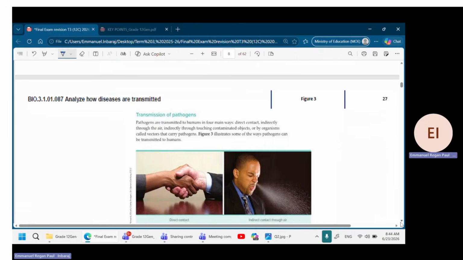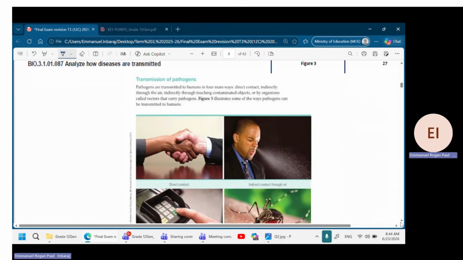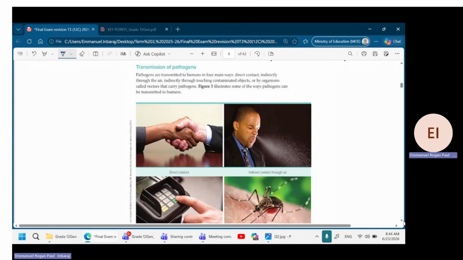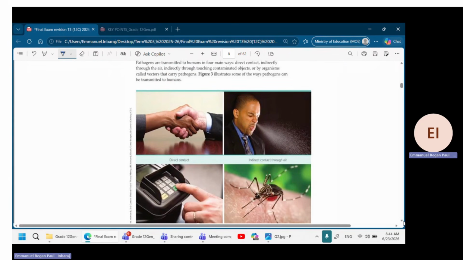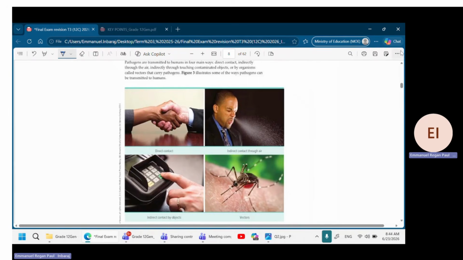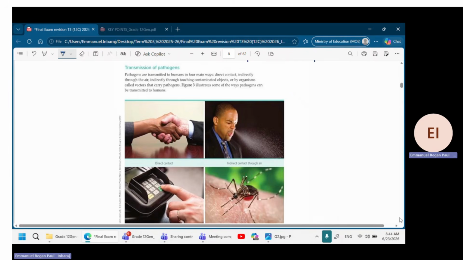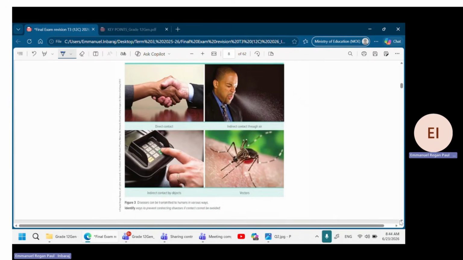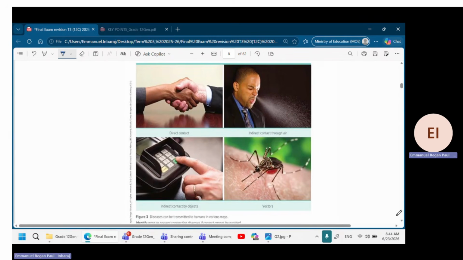And next, let's move on to the next question, which is on page number 27. I want you guys to turn to page number 27. They will give you these 4 pictures. This question is easy. So how are diseases getting transmitted? Transmitted means how they pass from one person to the other. So the diseases are transmitted by 4 ways.